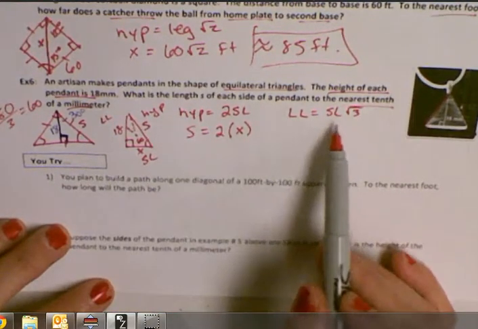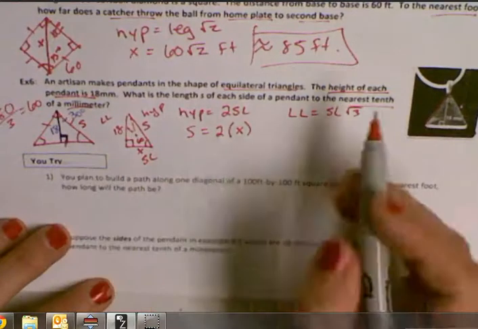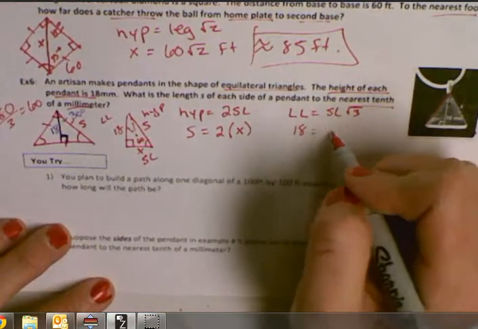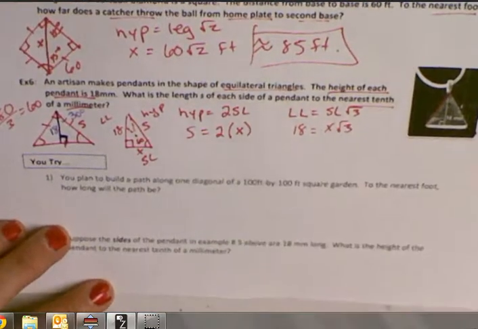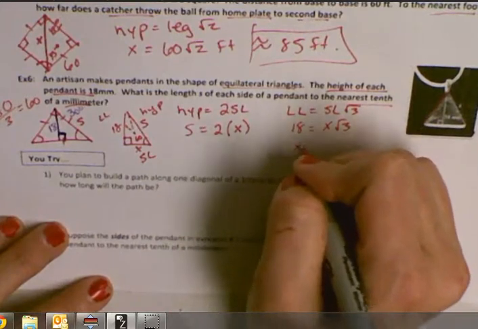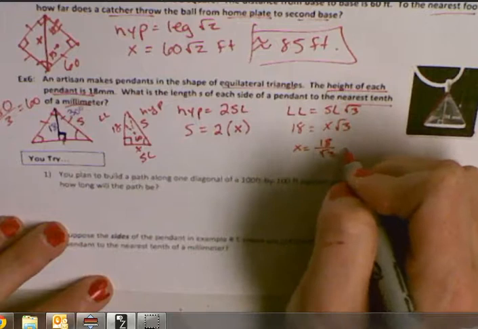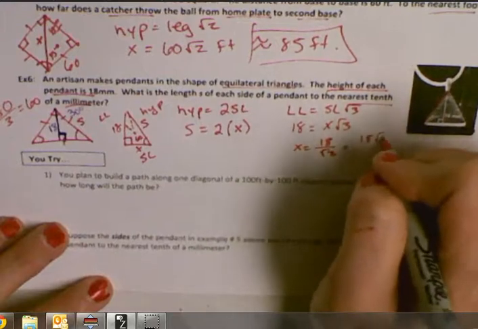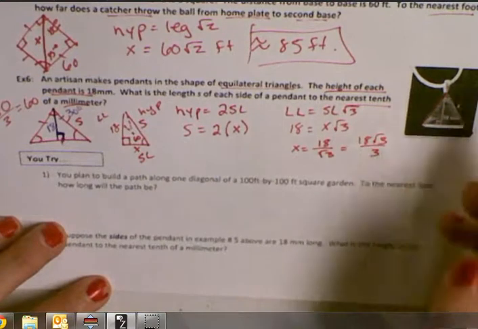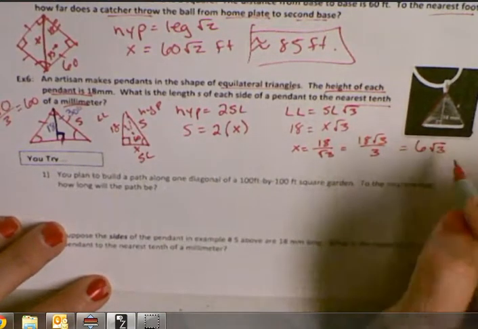So I'm going to try my long leg. I know my long leg is 18 because it's across from the 60-degree angle. Short leg is X, rad 3. Now I only have one variable and off I go. So I know I have to divide both sides by rad 3, so I end up with 18 divided by rad 3, which is equal to 18 rad 3 over 3. I check to see, does 18 divide by 3, and I say yes. So X is equal to 6 rad 3.